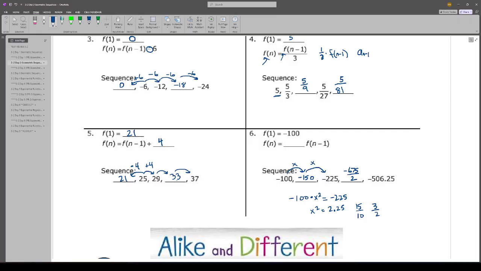Okay, so our first term was negative 100, and we figured out from taking 2 steps and square rooting it, basically, so we square rooted this, that our multiplier here was 3 halves, or 1.5.